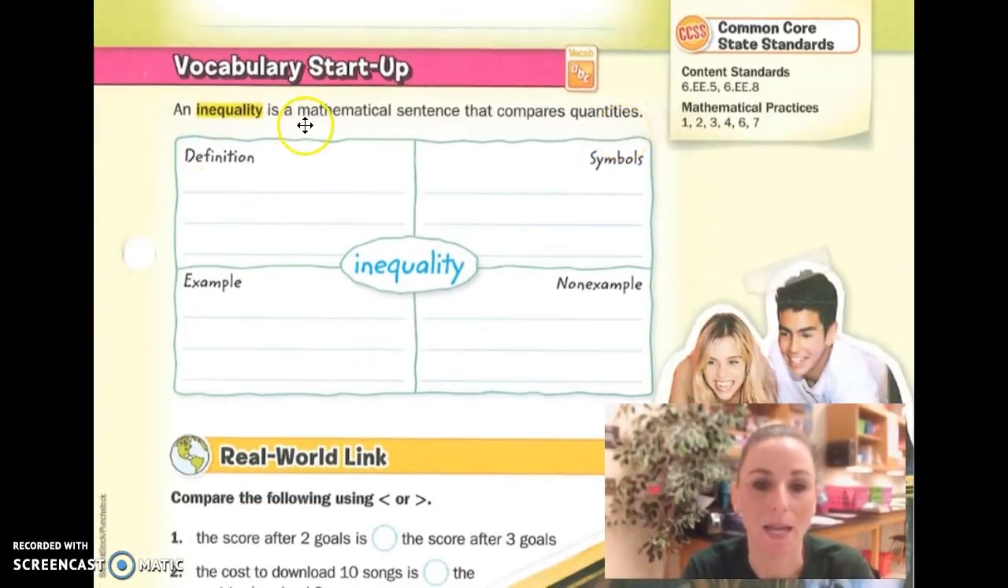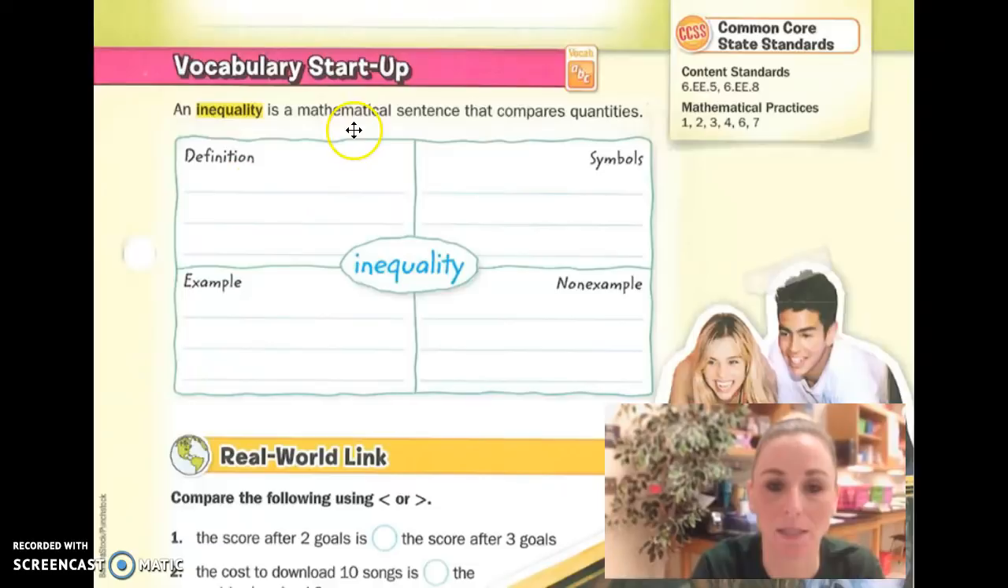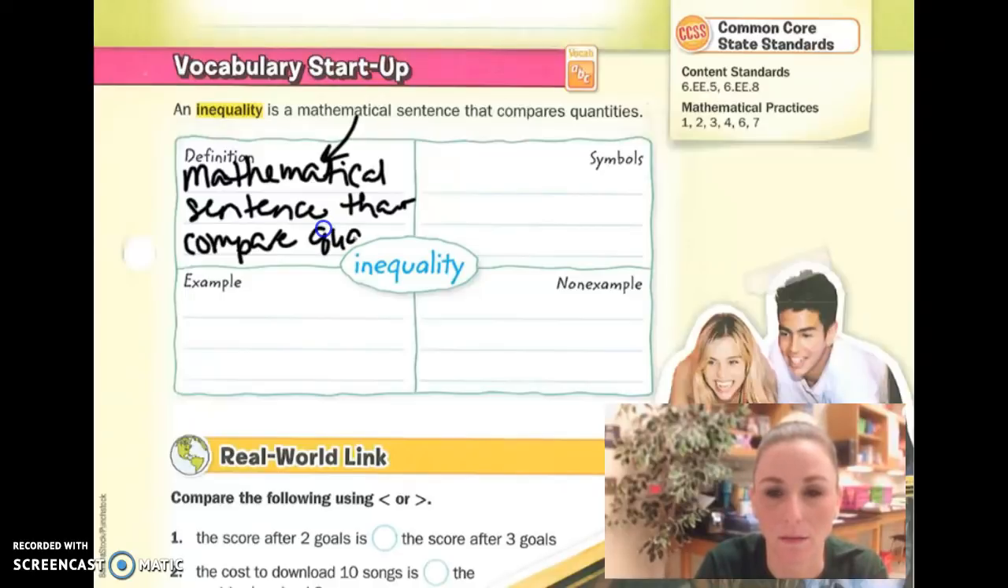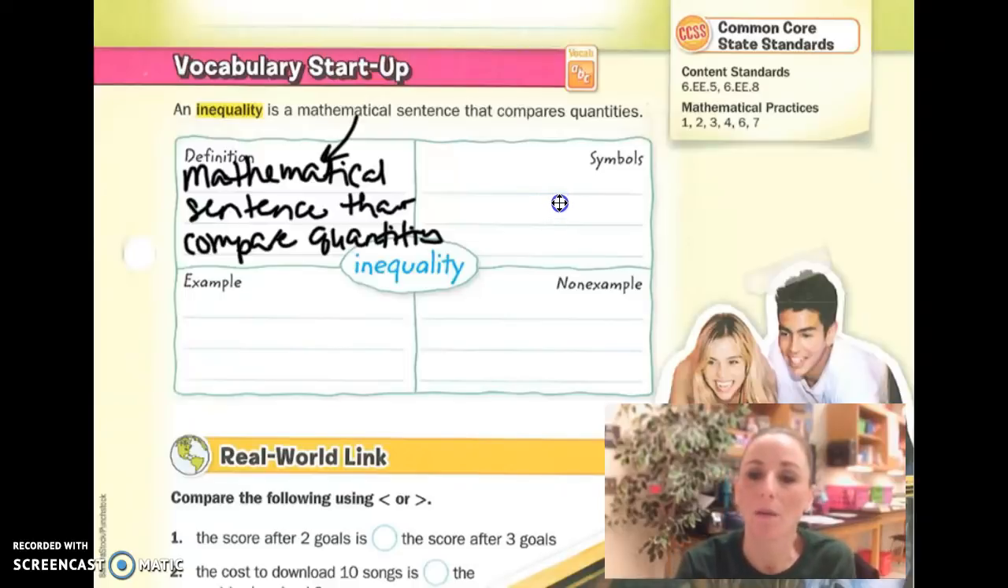An inequality is a mathematical sentence that compares quantities. So just go ahead and copy that down right there, and you are going to write a mathematical sentence that compares. Okay. Well, what symbols do we use when we compare quantities, when we compare anything?